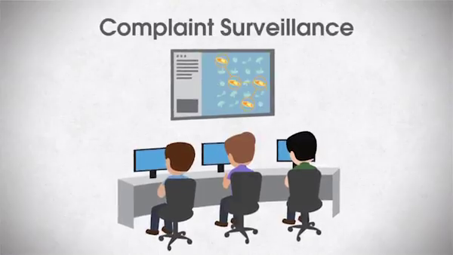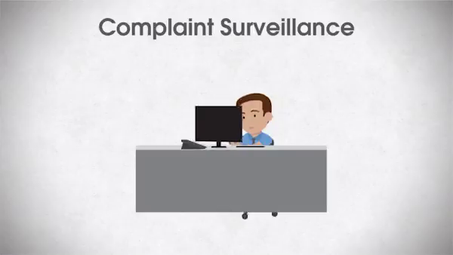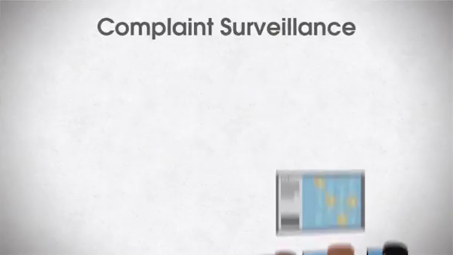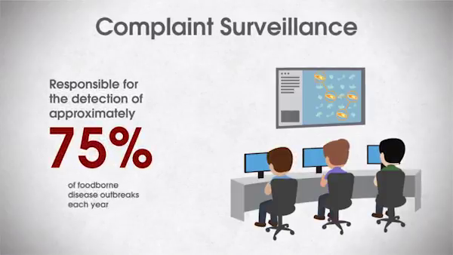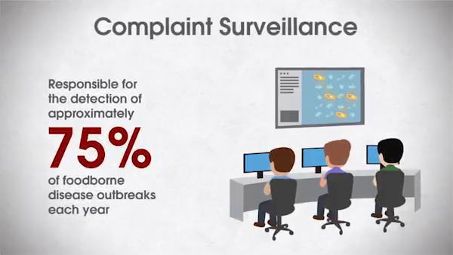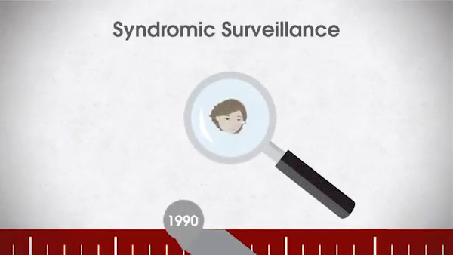Some health departments have complaint forms that can be submitted electronically, while others receive complaints over the phone. Complaints are responsible for the detection of approximately 75% of foodborne disease outbreaks reported each year. Syndromic surveillance is a relatively new concept.